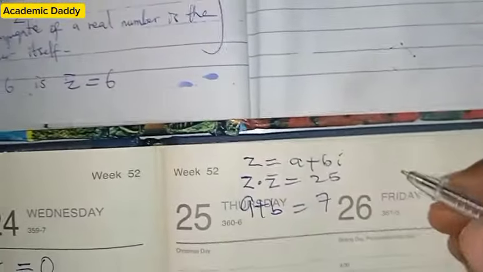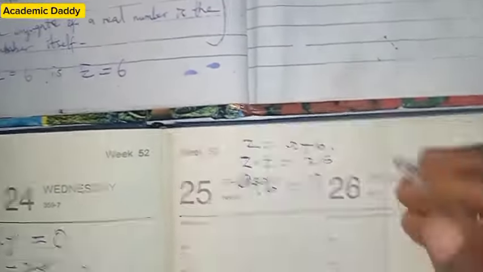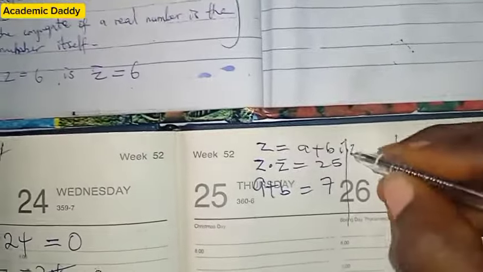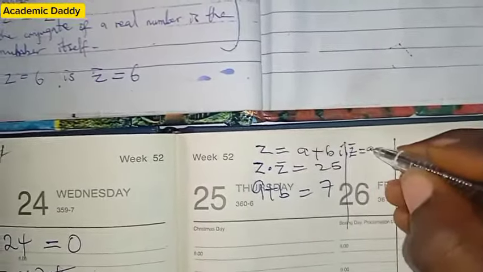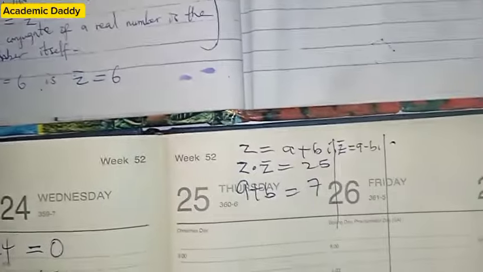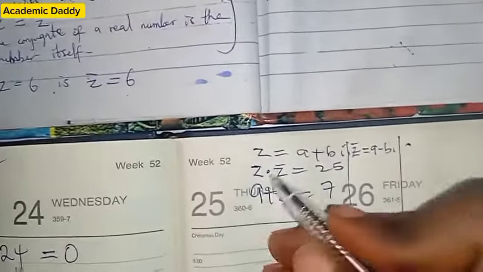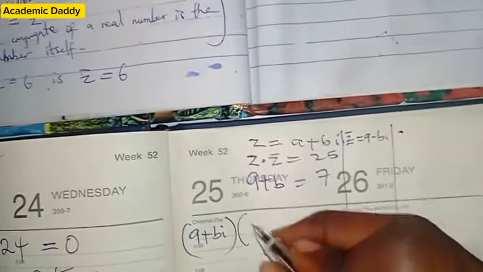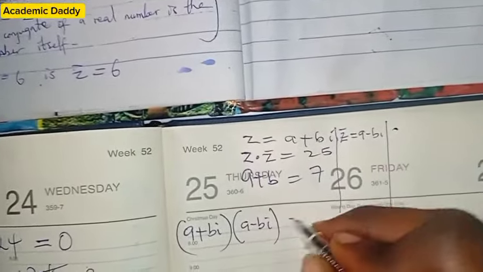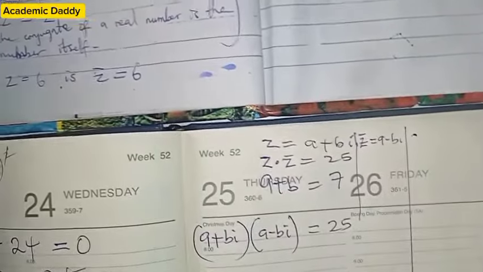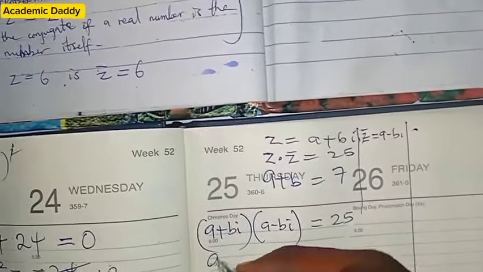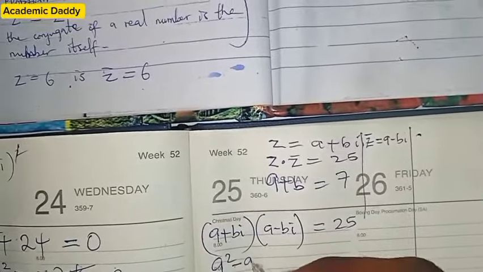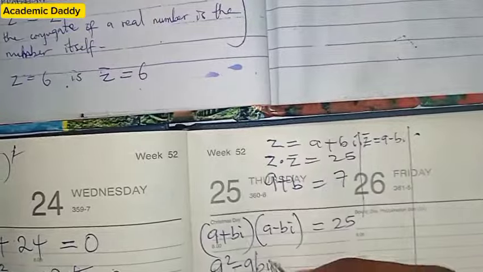So if this is a plus bi, it simply means that the conjugate of z will be equal to a minus bi. Putting it in this form, I will now have (a plus bi) times (a minus bi) is equal to 25. a times a is a squared. a times minus bi will be minus abi.